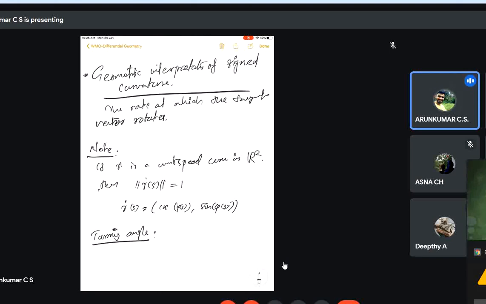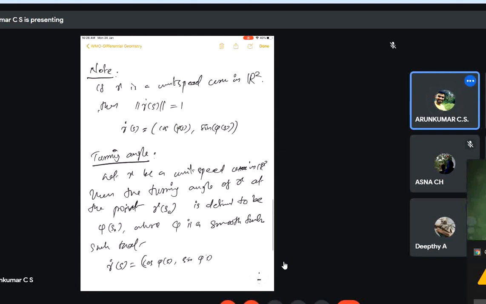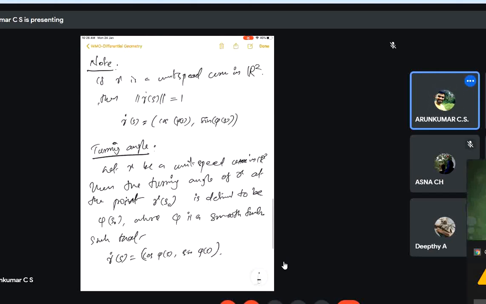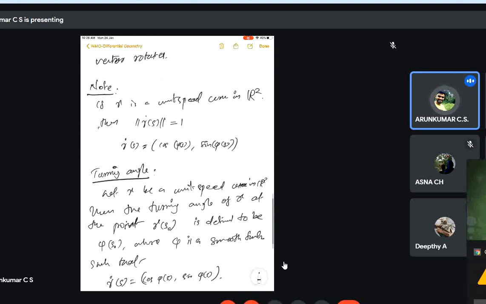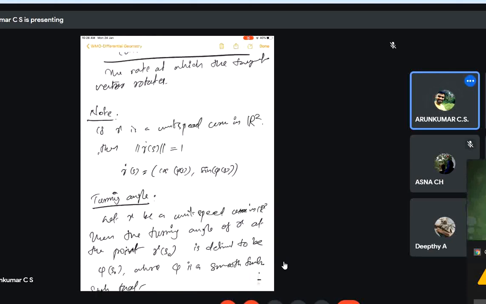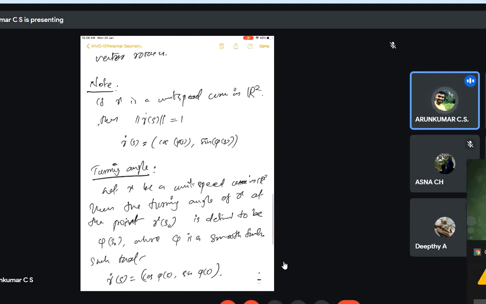Gamma dot s is equal to cos phi of s, sin phi of s. Okay. Angle. So we know if gamma is fixed speed, gamma dot s has norm one, and so for each point s, gamma dot s is equal to cos phi s, sin phi s, and the turning angle is defined to be phi of s, where you have to choose a smooth function. Okay, and the existence of a smooth function is given by a proposition that I am not going to prove, that you can see.